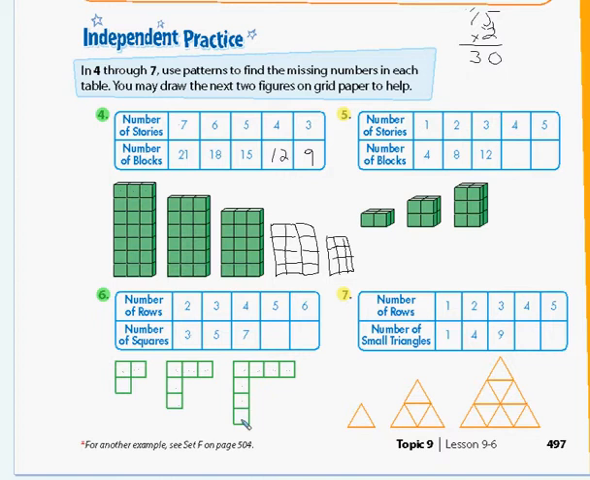We could do this out on grid paper, but we're going to look and see if we can find a pattern there. The figure looks kind of symmetrical. If I do 4 across the top, I only need to add 3 more to my shape. If I have 3 across the top, I only need to add 2 more. If I have 2 across the top, I only need to add 1 more.